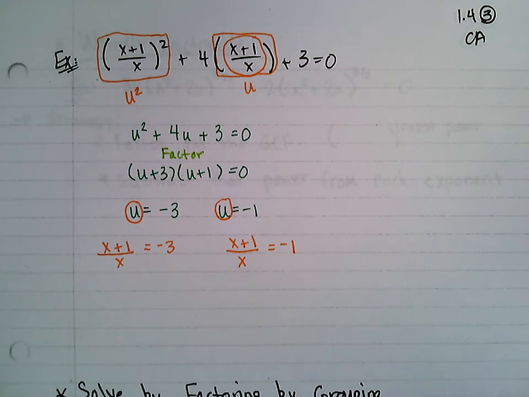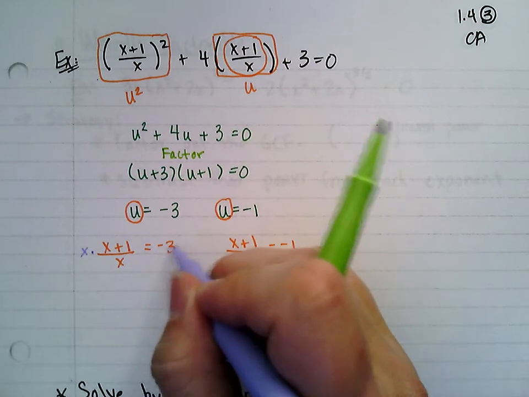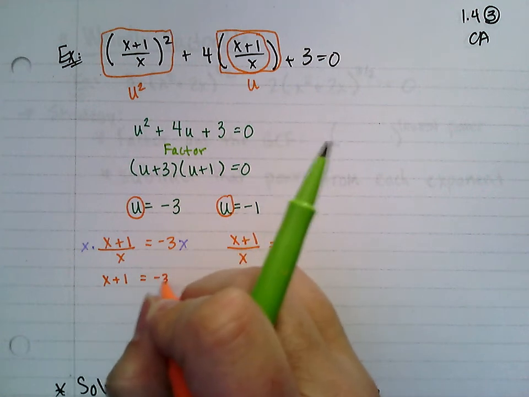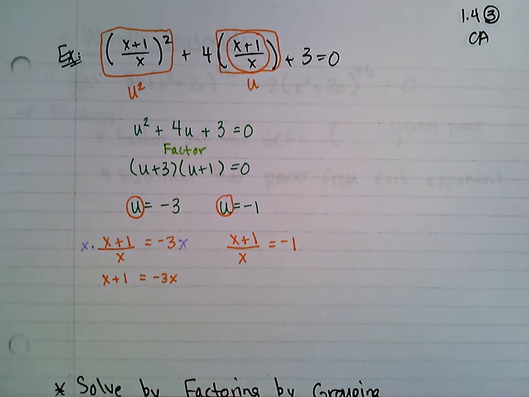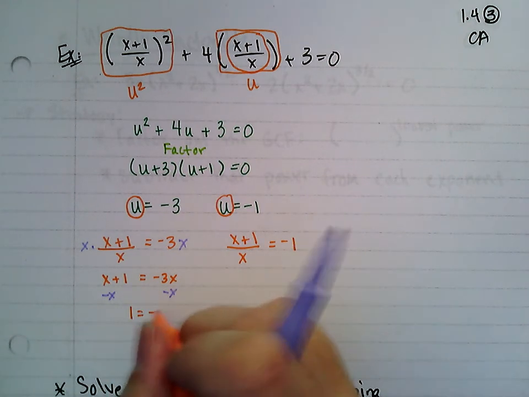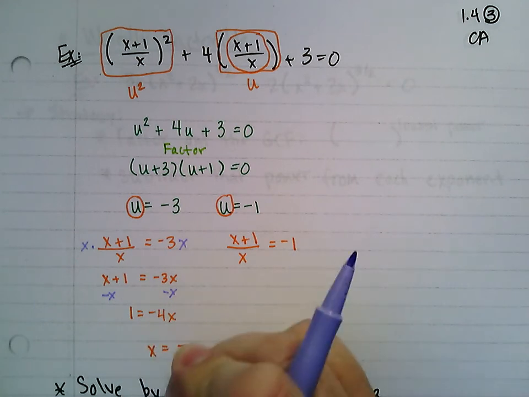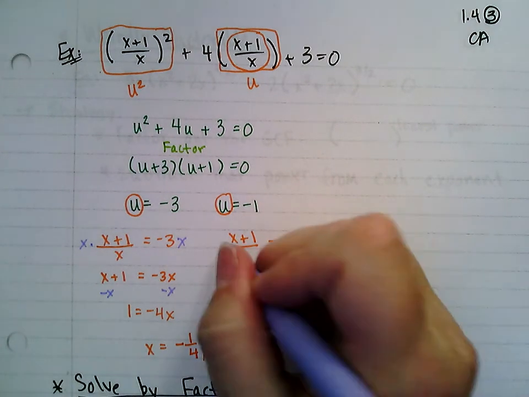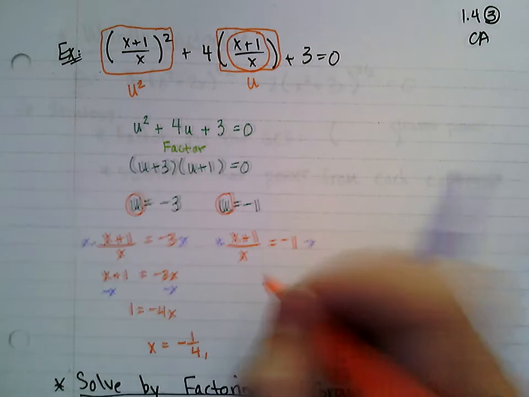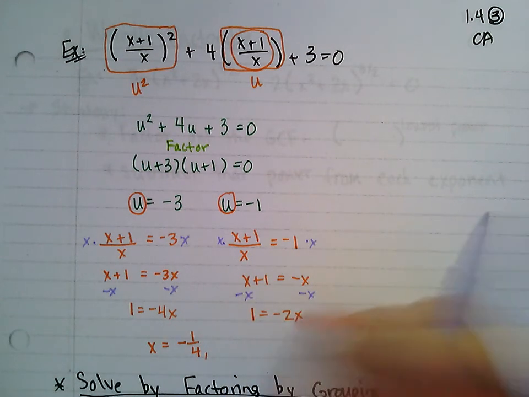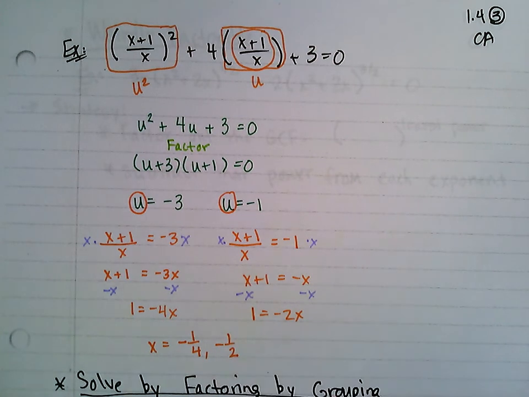So I will multiply both sides by x. That gives me x plus 1 equals negative 3x, and then subtract x from both sides. So 1 equals negative 4x. So then x would be negative 1/4 by that one. And then kind of doing the same steps on the other. Multiply by x. X plus 1 equals negative x. Subtract x. 1 equals negative 2x. So x would equal negative 1/2.